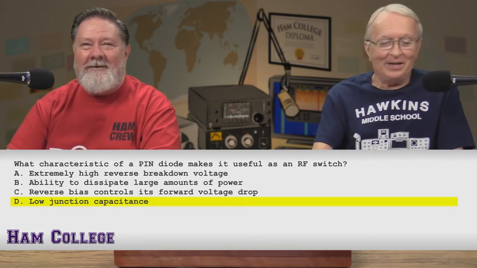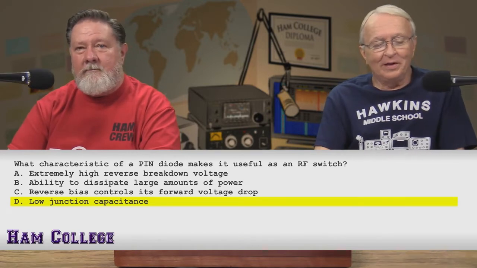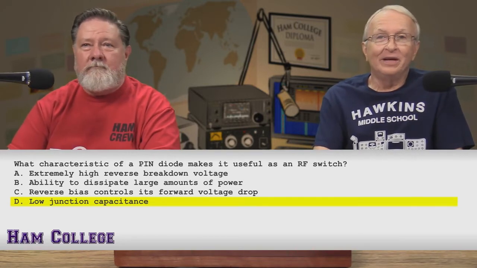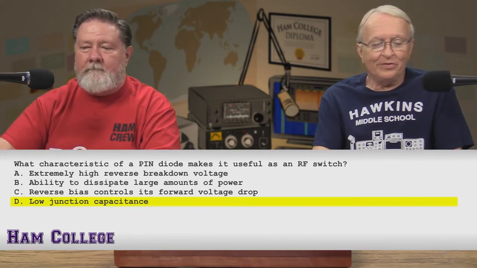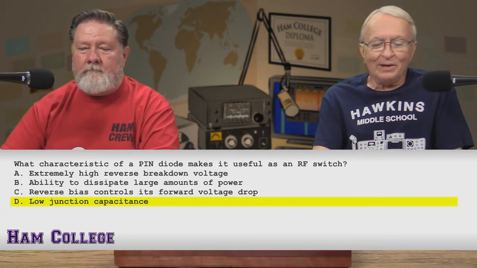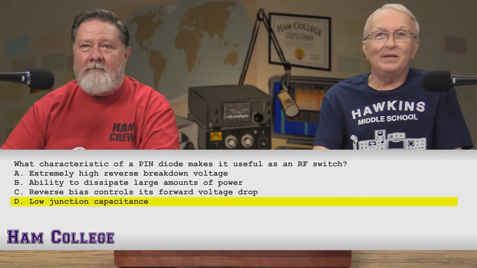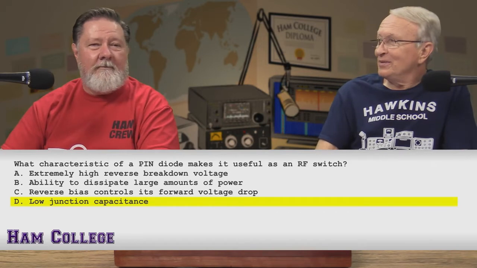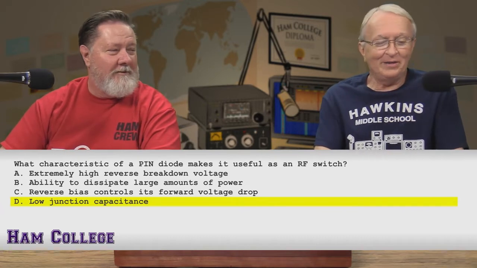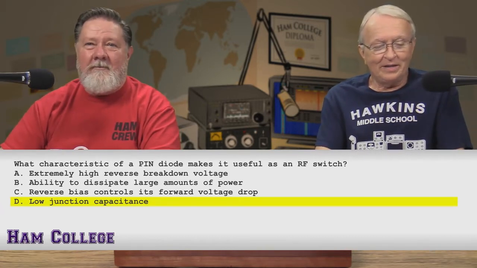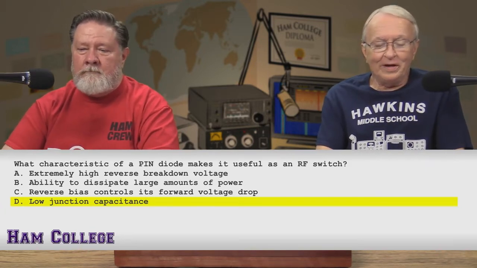A PIN diode is a diode with a wide, undoped intrinsic semiconductor region between a P-type semiconductor and an N-type semiconductor region. The P-type and N-type regions are typically heavily doped because they are used for ohmic contacts. A wide intrinsic region is in contrast to the ordinary PN diode.